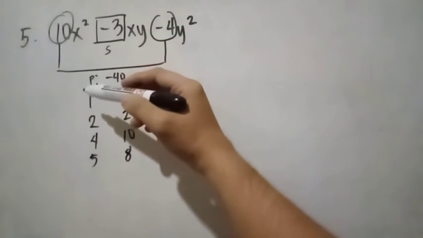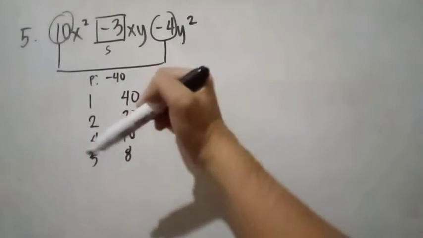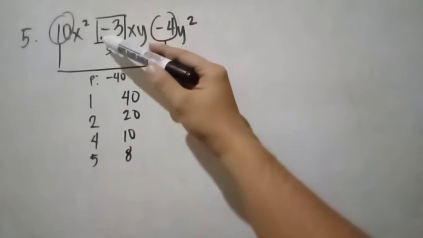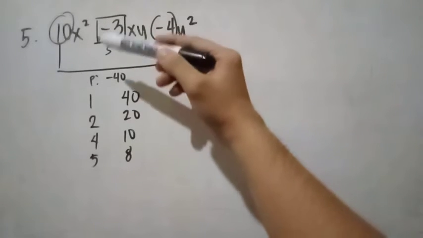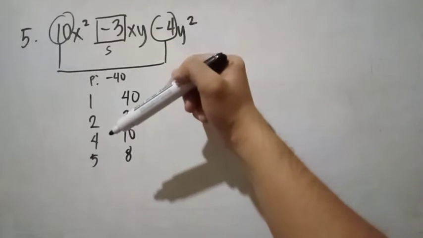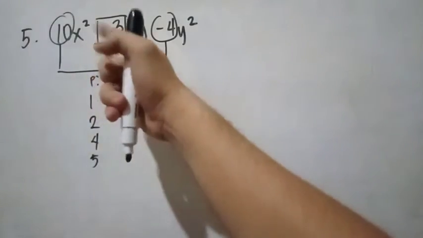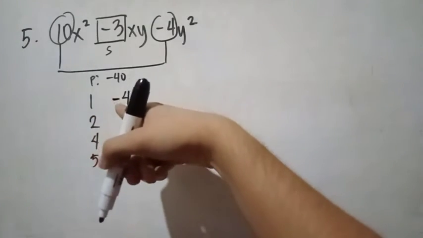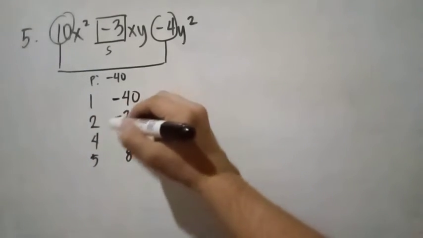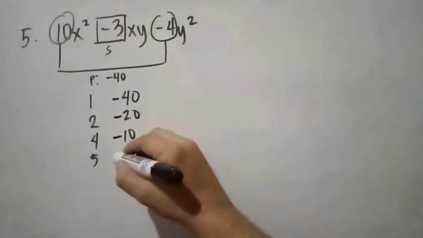Okay, since the product is negative, so magkaiba yung sign. Di ba? Magkaiba yung sign, positive, negative. Tapos yung sum is negative 3. 'Di ba? So, dapat yung mas malaking number ay negative in order na kapag pinag-add natin, yung sum ay negative. So, dapat mas malaki yung negative. So, 1 and negative 40, 2 and negative 20, 4 and negative 10, and 5 and negative 8.